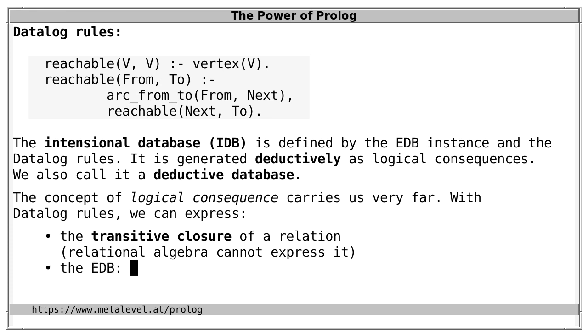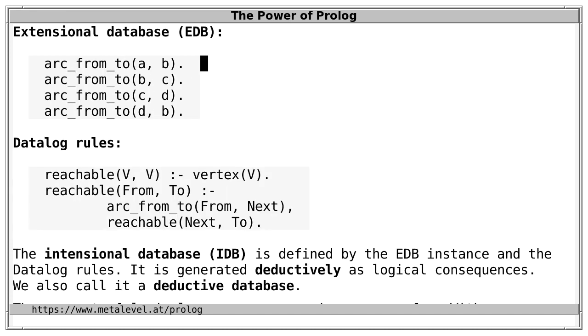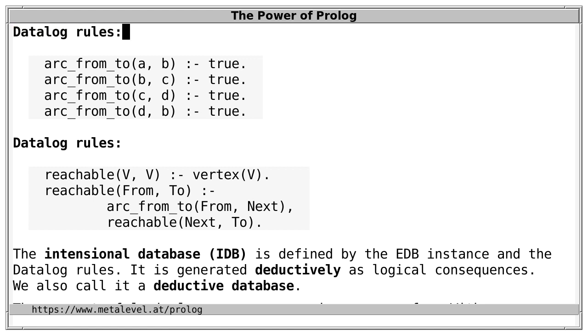Then with logical consequences, we could in fact even express the extensional database as a set of rules. Because we could simply use a predicate that's always true to say a fact always holds. And if true isn't available, then we can easily define it with a single fact. For instance, we could turn this fact into a rule like this, right? It would mean exactly the same thing, but now we no longer have any facts, but only Datalog rules.